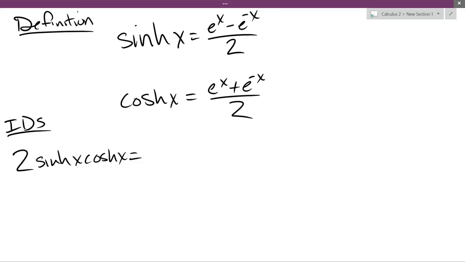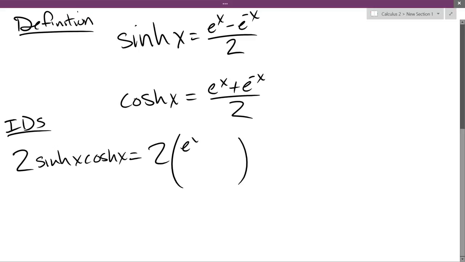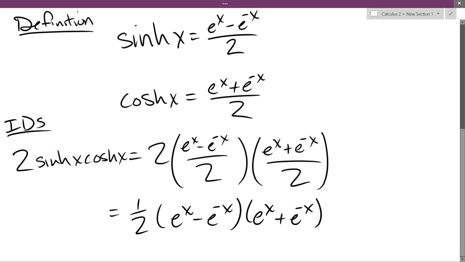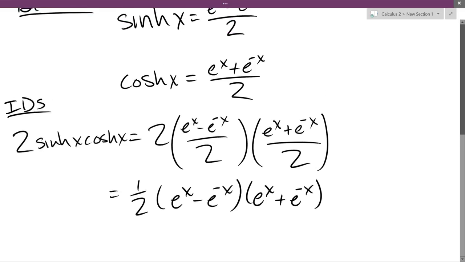So let's go ahead and write out what is sine h and cos h. In sine h we have e to the x minus e to the minus x over 2, and cos h is e to the x plus e to the minus x over 2. All right, fractions definitely suck, so let's collect all the 2s and the halves together. So we got a times 2, divided by 2, divided by 2. So there's just divided by 2 overall. So I'm gonna write it as 1 half times e to the x minus e to the minus x times e to the x plus e to the minus x. All right, so that was some pretty easy algebra to see right there. Nothing fancy.